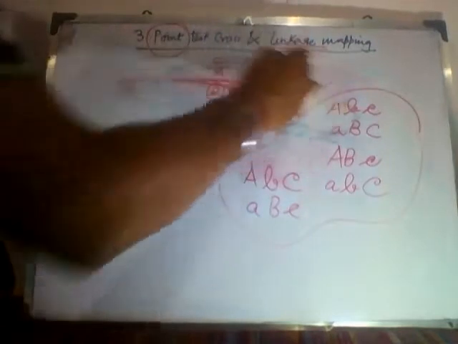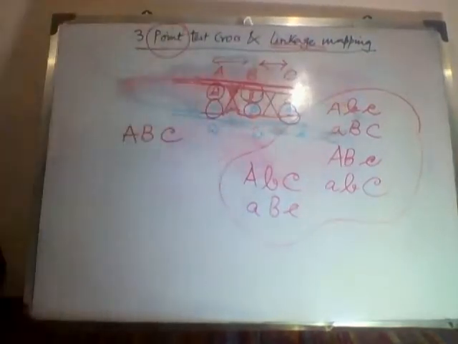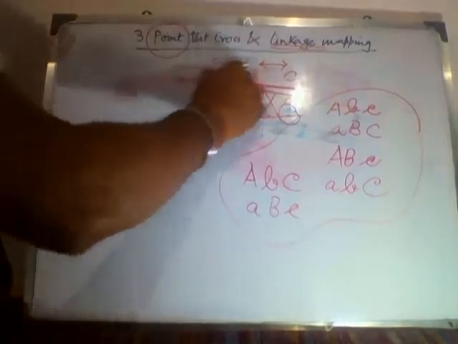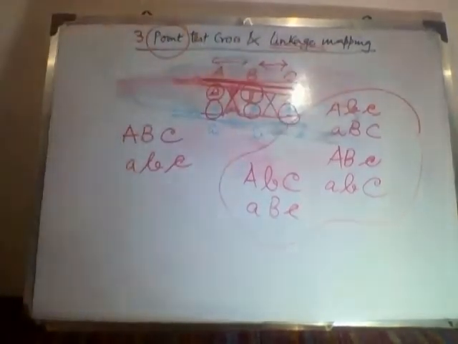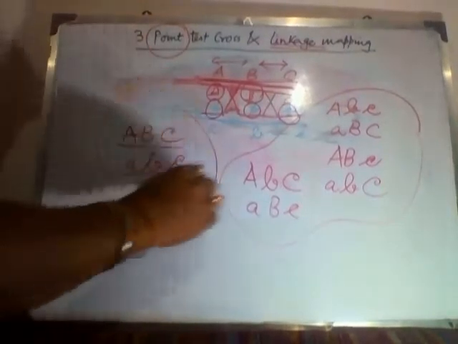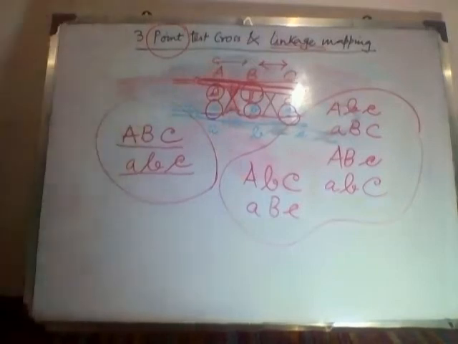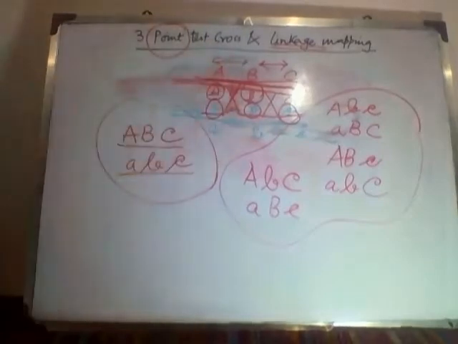Along with these recombinant gametes, we are going to get two gametes due to lack of any recombination, capital A, capital B, capital C, and small a, small b, small c. So these two gametes, we call them parental types. They are just like their parents. They have not been involved in any recombination, either single crossing over or double crossing over.